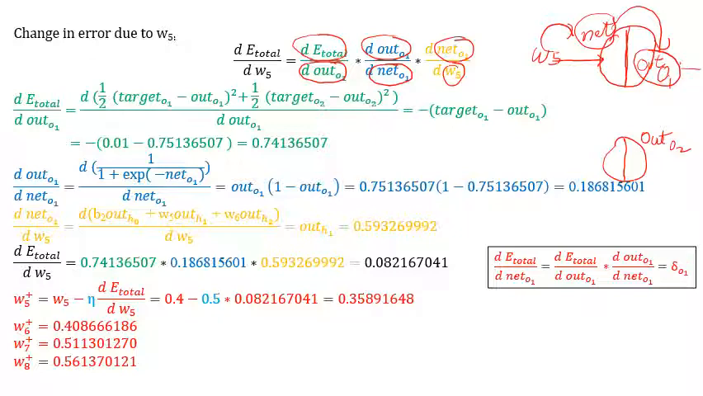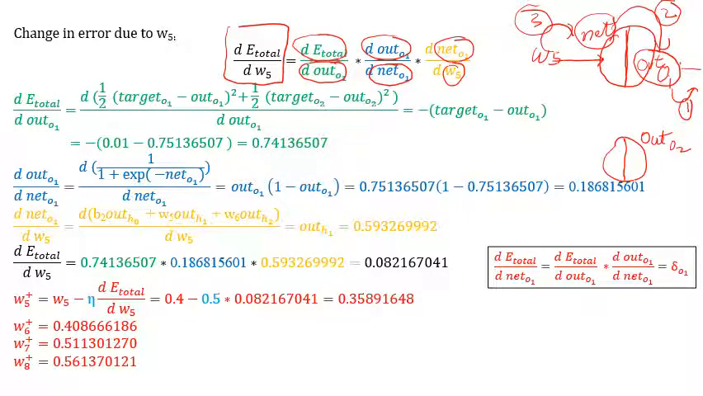In step 1, we take the derivative of the total error with respect to out only. Then we take the derivative of out with respect to net; this is my second step. In the third step, I take the derivative of net with respect to W5. Because this is the chain rule, we multiply all these three things, and finally we get the derivative of the total error with respect to W5.